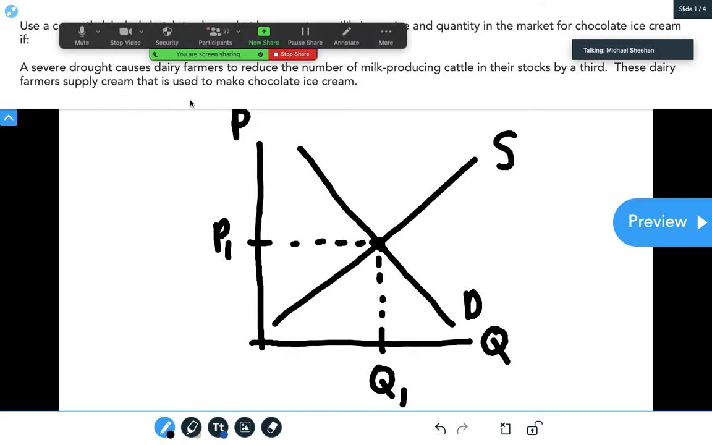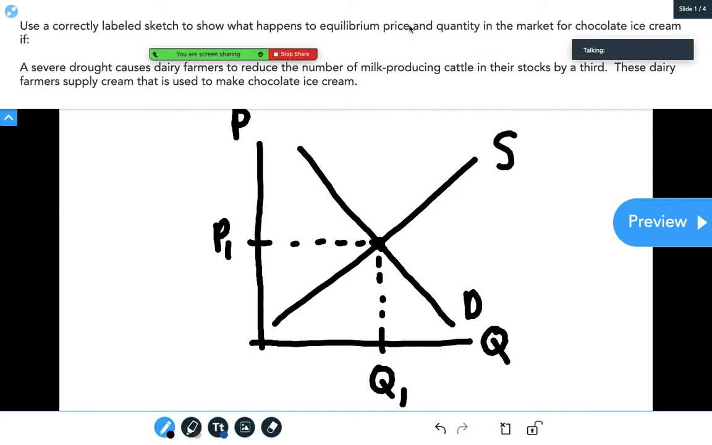So these farmers need their cows that supply cream, and those got cut by a factor of a third. So the supply of chocolate ice cream is going to be reduced because it's not as easy to get cream, which is a major ingredient in chocolate ice cream.